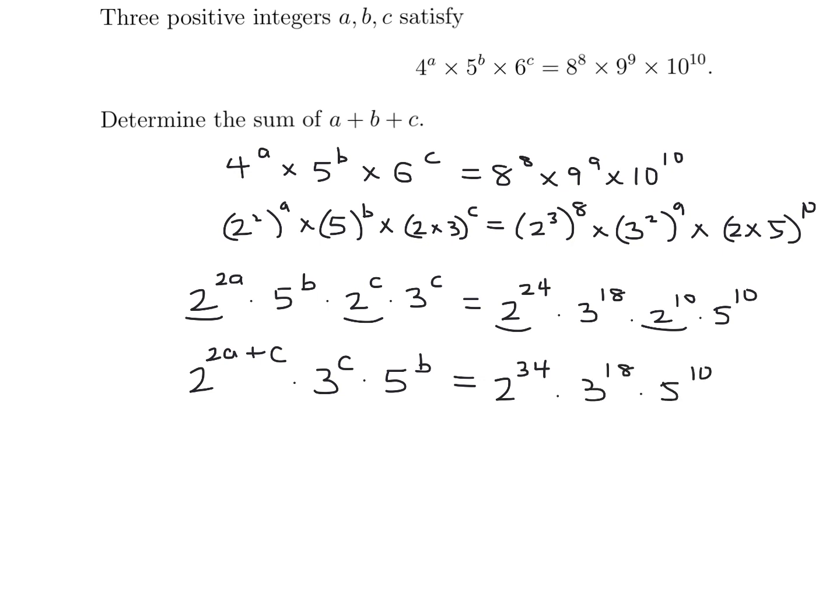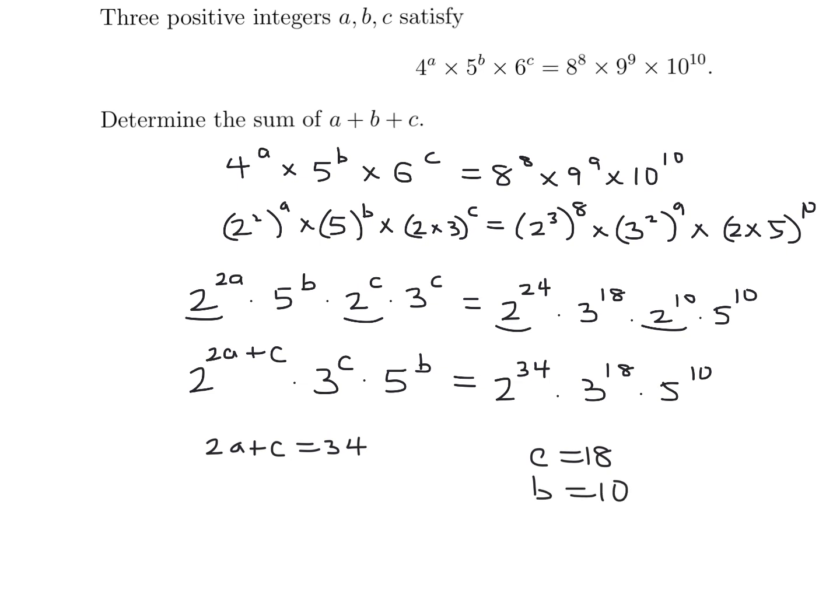Okay, now the bases are the same, so the exponents are the same. So this is the same as that. So 2a plus c is 34. That is the same as that. So immediately we get that c is equal to 18. And that is the same as that. So we get b is equal to 10.